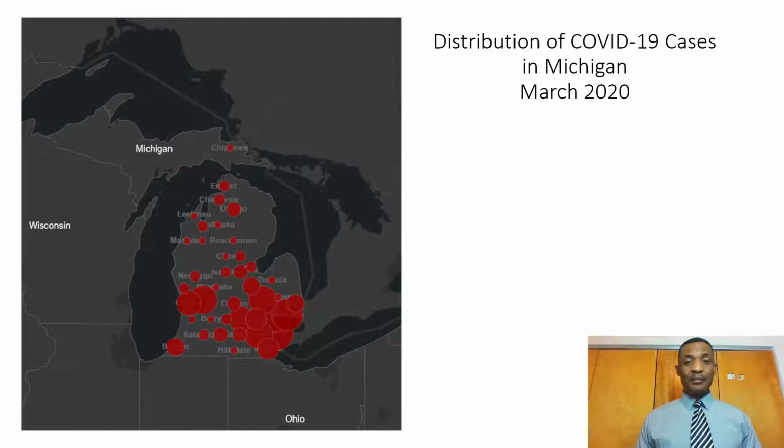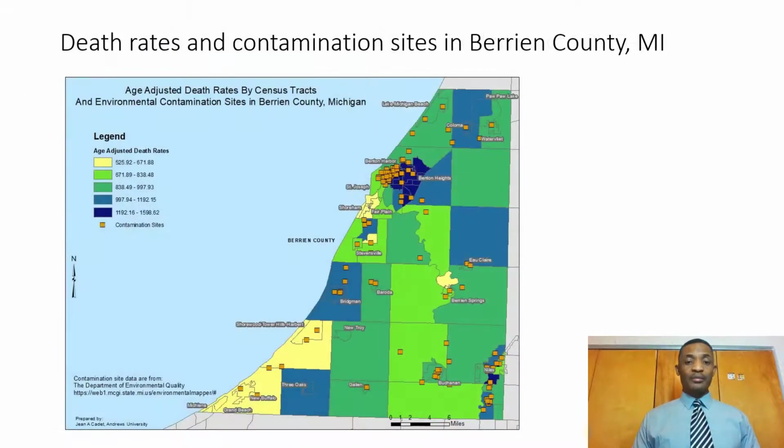Again, identifying problems. In this map, we have a distribution of COVID-19 cases in Michigan in March 2020. You can see in this map here, we know that the southeast part of Michigan had the highest distribution, the highest proportion of cases of COVID-19. So ArcGIS allows us to have a visual of those distributions.